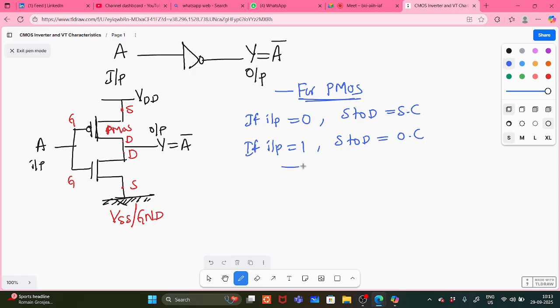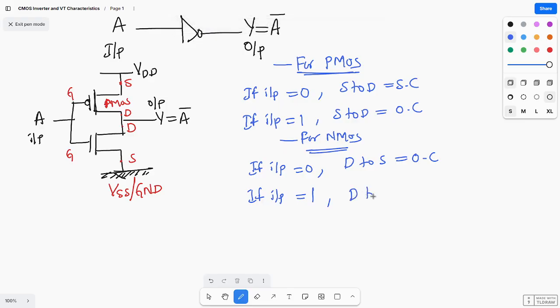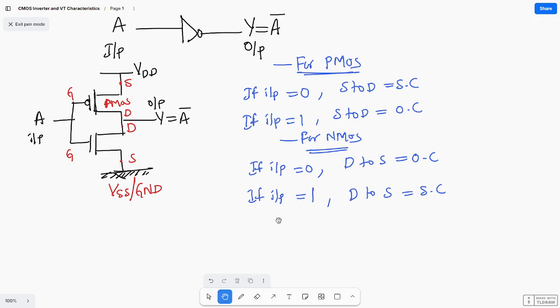Okay, for NMOS, if input is zero, drain to source is acting as an open circuit. And if input equal to one, what happens? Drain to source will act as a short circuit. Okay. So from this, I can draw the basic diagram.